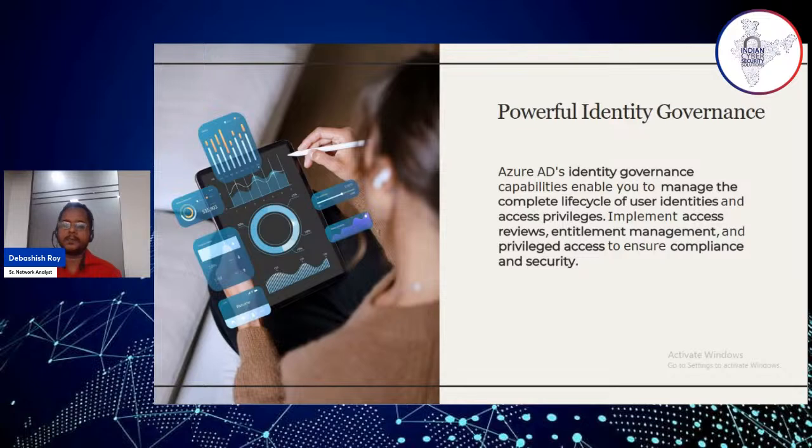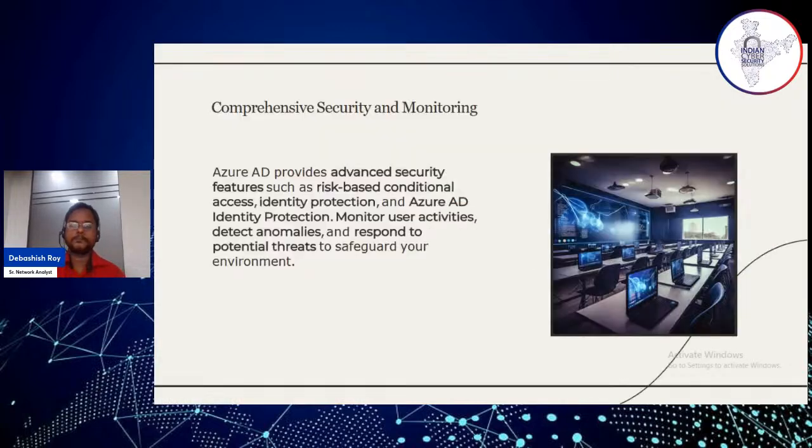Powerful identity governance is there. Azure AD's identity governance enables you to manage the complete lifecycle of user identities and access privileges. You can implement access reviews, entitlement management, and privileged access to ensure compliance and security. Comprehensive security and monitoring should be there because Azure AD provides advanced security features such as risk-based conditional access and Azure AD Identity Protection. These monitor user activities, detect anomalies, and respond to potential threats. So all these security features are in Azure AD to safeguard your environment.